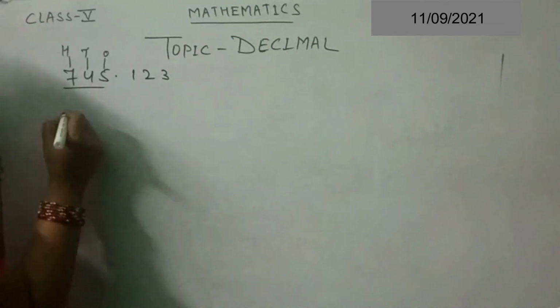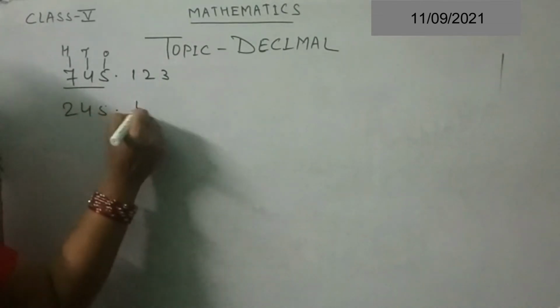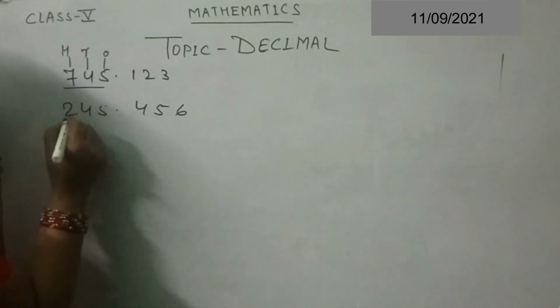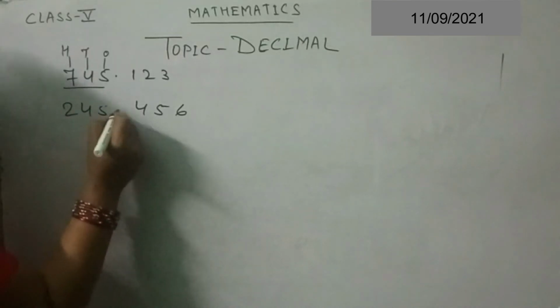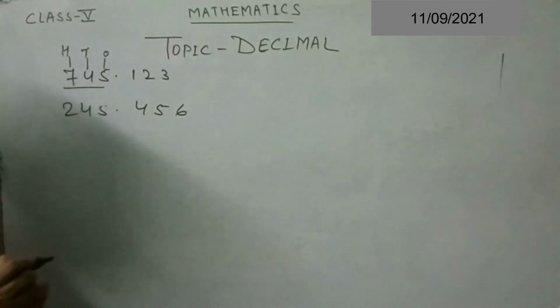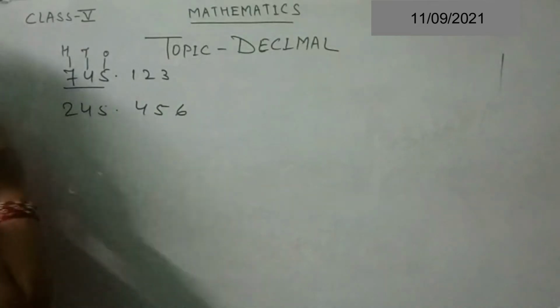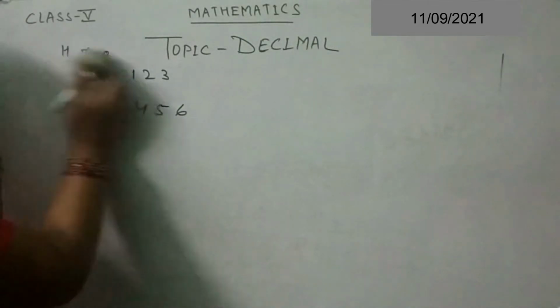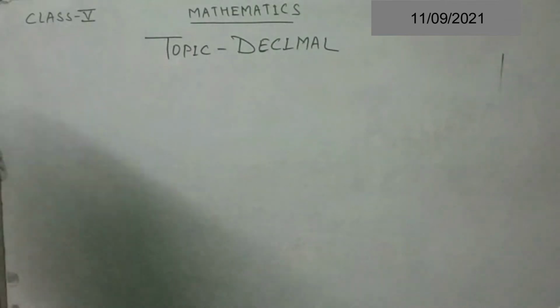Okay. Next, suppose 245.456. So how to read the number? This is ones, tens, hundreds. 245 point 4, 5, 6. You have to read the digits simply: 4, 5 and 6.